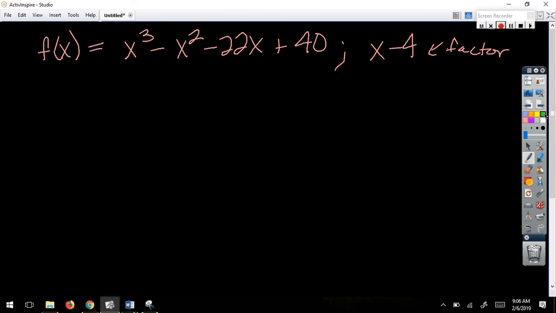We're going to do this. If you're a long division person, long divide it. But those of us who like the shortcut are going to do the shortcut. I'm going to put the positive 4 on the outside and list the coefficients here: 1, -1, -22, and 40. Drop it like it's hot.